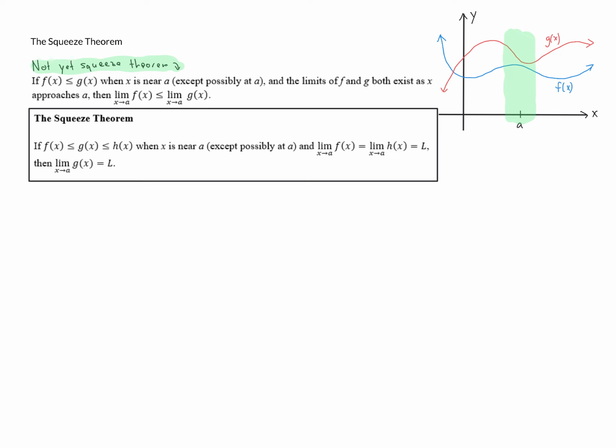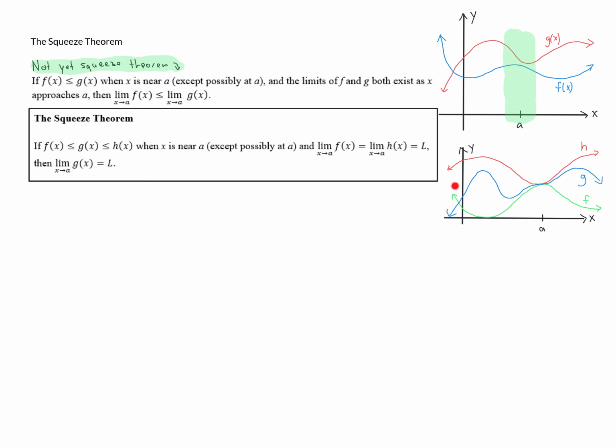But so long as g is between f and h, when x is near a, except possibly at a, and also if the limit of f of x as x approaches a is equal to the limit of h of x as x approaches a, so those outer functions have the same limit, we'll call it L, as x approaches a, the squeeze theorem tells us that means that g of x as x approaches a also has to have a limit of L. Now let me draw you a quick sketch of what this looks like.